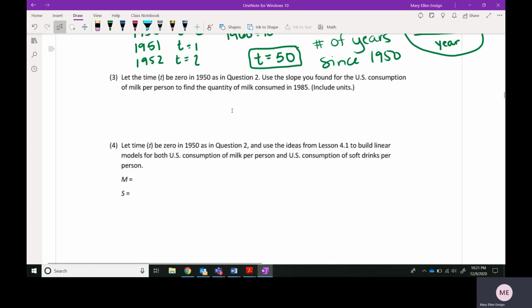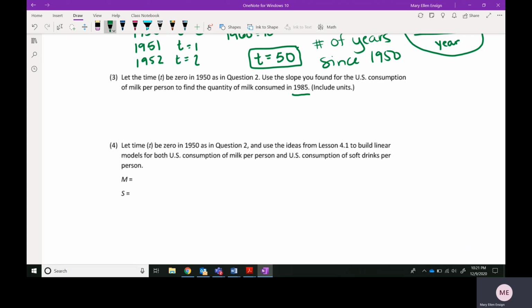Let the time t be 0 in 1950 as it is in question 2. Use the slope you found for the U.S. consumption of milk per person to find the quantity of milk consumed in 1985. So this is my t.